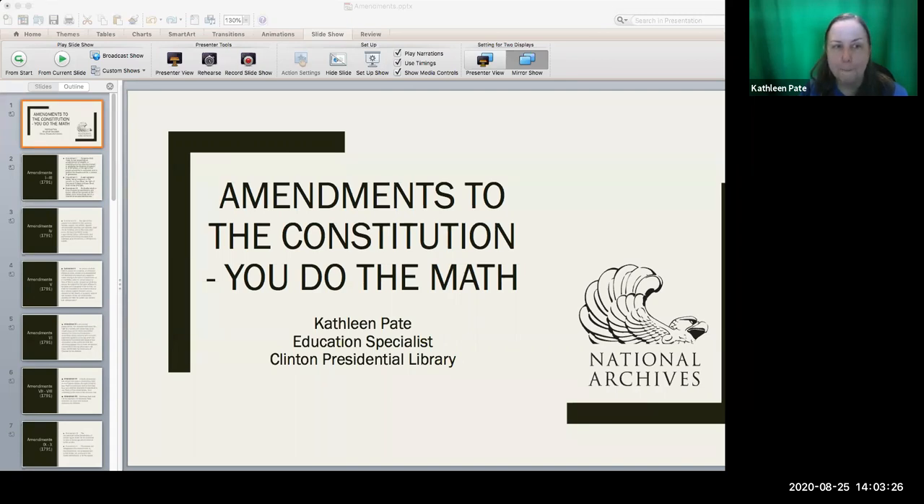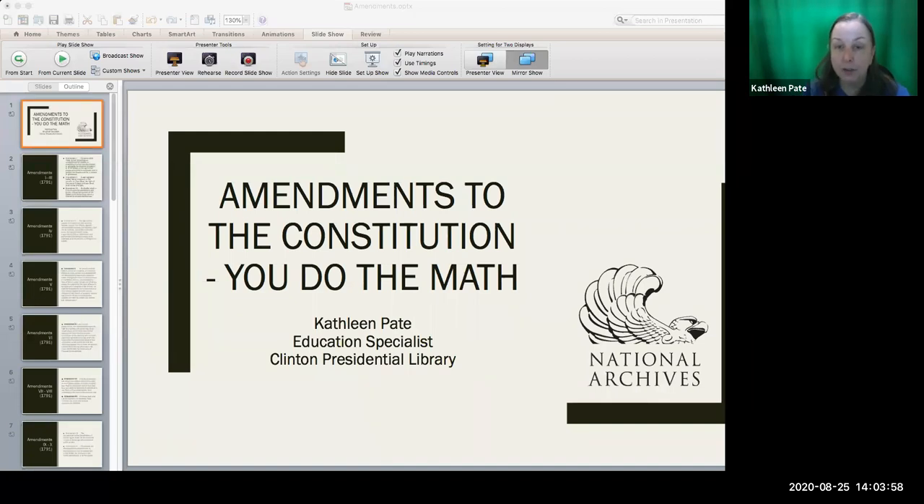So, what do we call the first 10 amendments to the Constitution? Can you tell me in the chat? Does anybody know? The Bill of Rights. Tanya got it. Yes, they're flooding in now. Somebody mentioned the preamble, which is the beginning of the Constitution that tells us the mission statement for the Constitution. But the Bill of Rights, that's what we call the first 10 amendments.